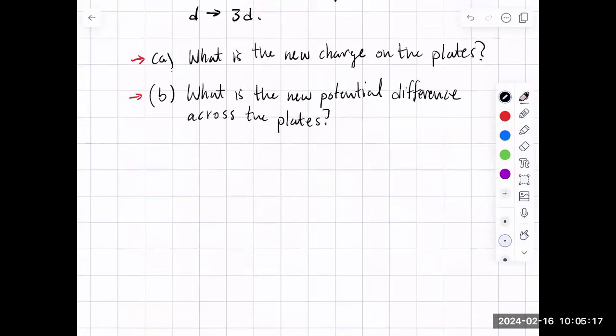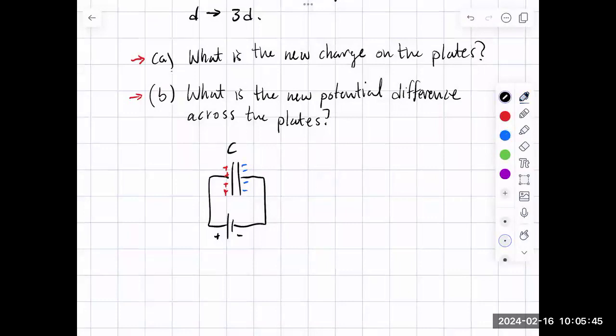So let's remind ourselves, we'll just draw the common picture that we draw. Our circuit is a battery with a positive and a negative terminal. We put some positive charge on the left plate, and we put some negative charge on the right plate. This is our capacitor C.